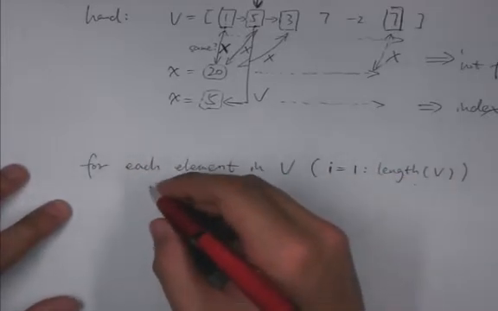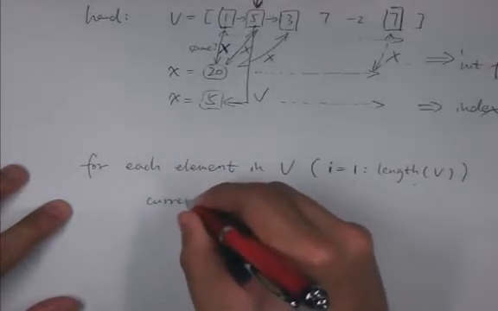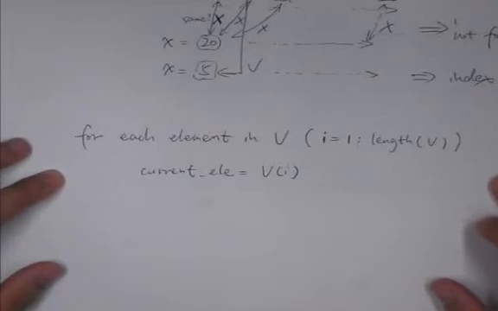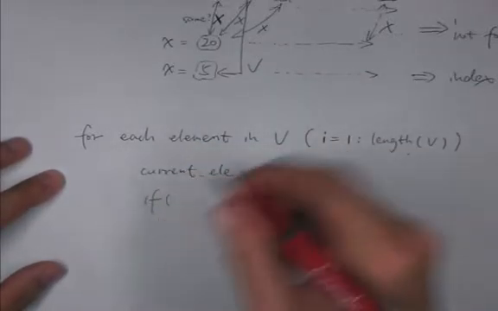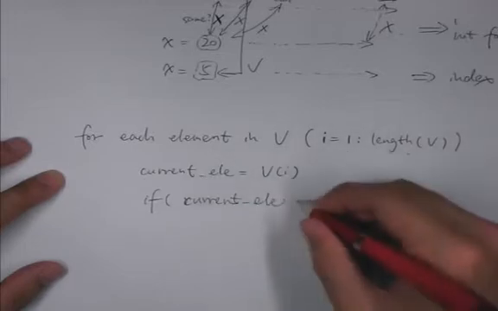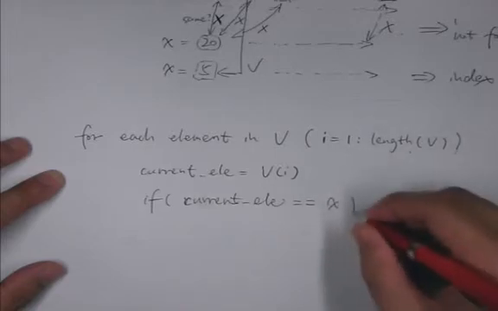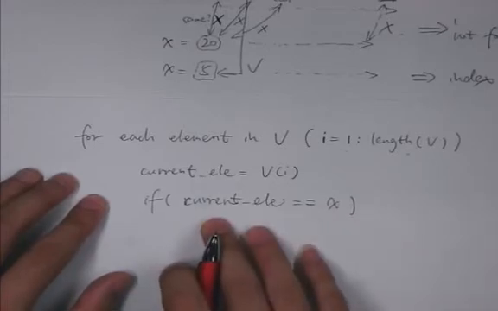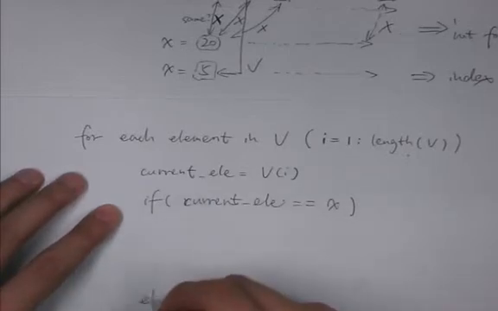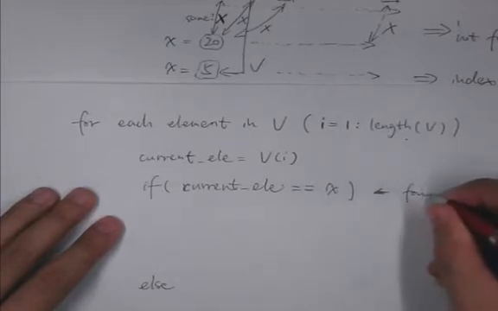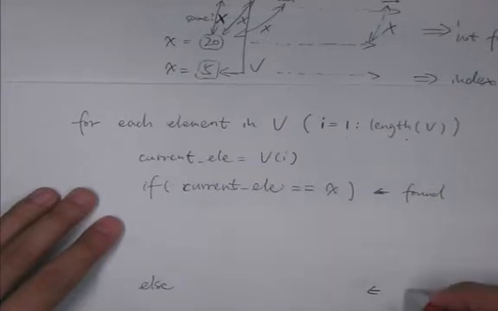And in each iteration, I want to do the following. I take the current element from the vector using indexing, and I want to check whether the current element is matching the element we are searching for. So we compare the value stored in the variable x and the variable current element. In this case, there will be two conditions. First of all, we have found our element. Secondly, that deals with the situation that we cannot find the element.